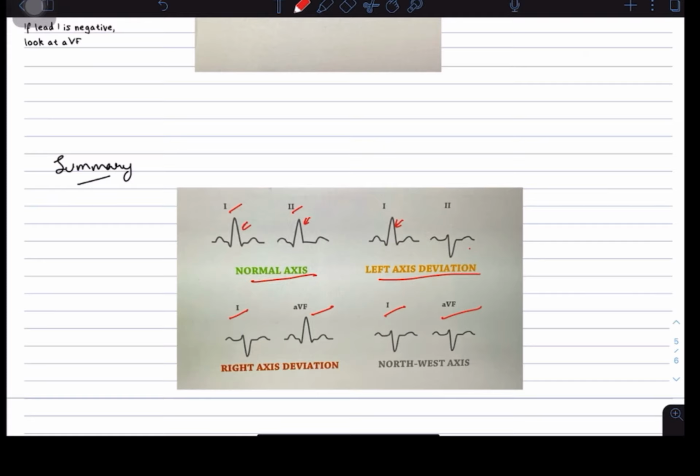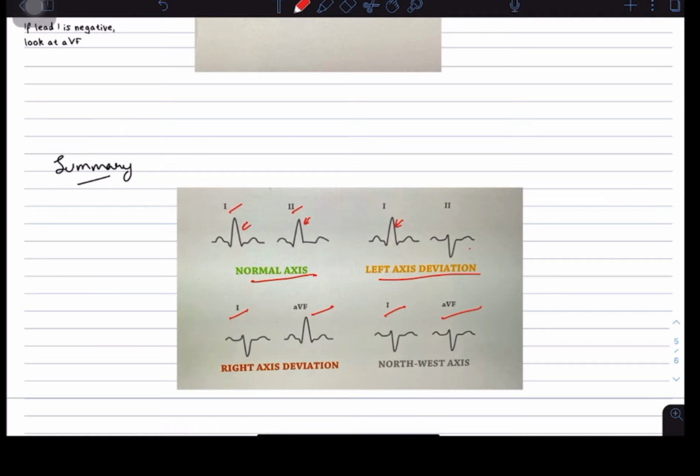So, if lead 1 is positive, we are going to check lead 2. If lead 2 is also positive, this is a normal axis. If lead 1 is positive and lead 2 is negative, then it's going to be a left axis deviation. And if lead 1 is negative, we are going to check lead AVF. If lead 1 is negative and lead AVF is positive, it's going to be a right axis deviation. If both lead 1 is negative and lead AVF is also negative, then it's a case of extreme axis deviation.